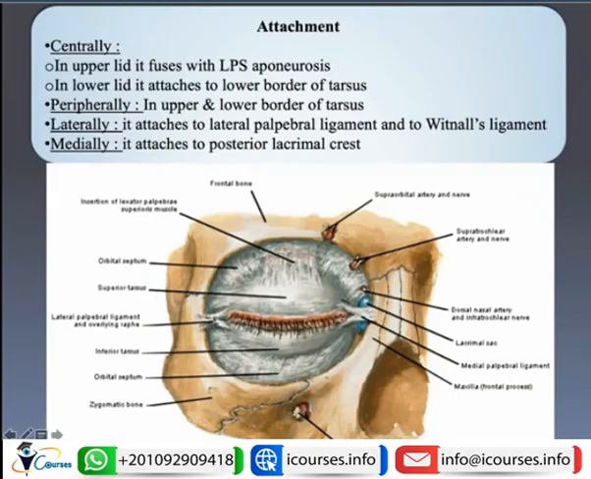Peripherally, it is attached to the upper and lower border of the tarsus, and laterally, it is attached to the lateral palpebral ligament, which is attached to the Whitnall ligament or lateral orbital tubercle, as we said yesterday. And medially, it reflects posteriorly, so it is not anterior. I want you to remember this relation, it is very important. The medial part of the orbital septum is reflected posteriorly to the posterior lacrimal crest. So the lacrimal sac will be situated in front of the orbital septum, and the medial palpebral ligament is situated in front of the lacrimal sac.